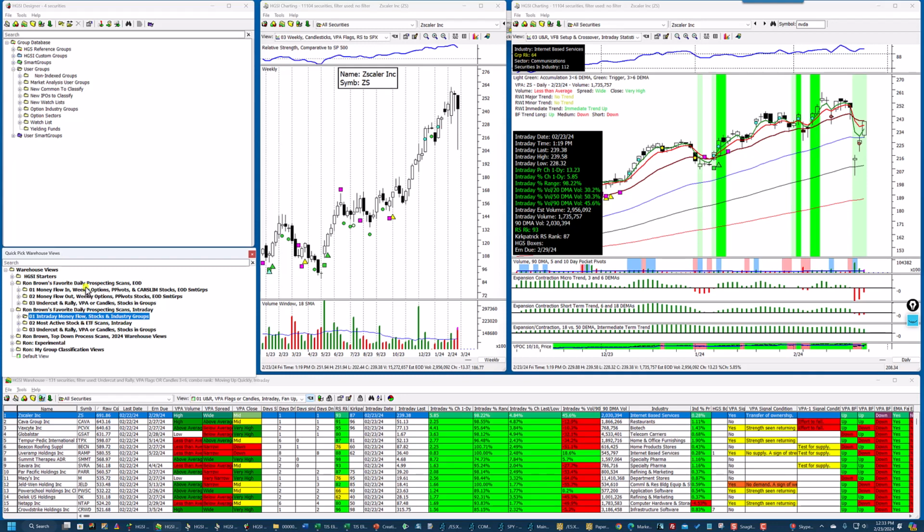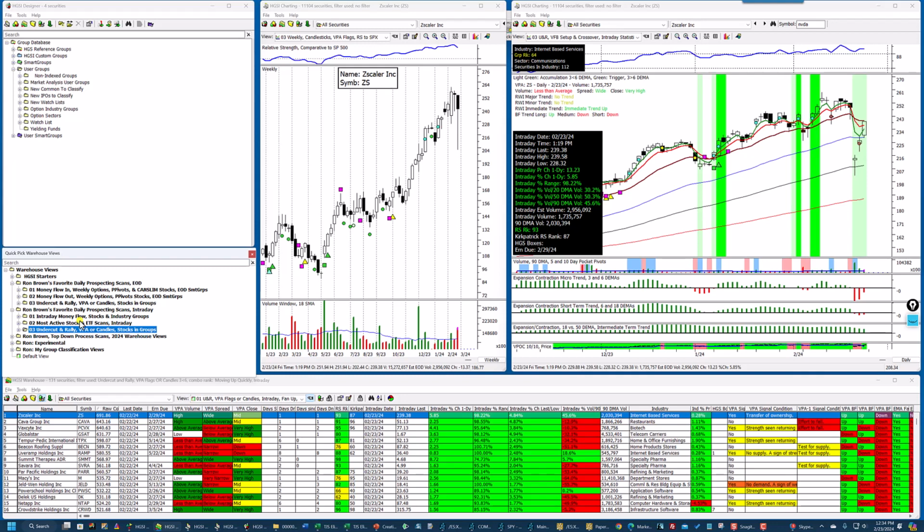So these are the ones I'm starting with, and I hope not to expand this very much because I think pretty much everything we need is right in here. I'm including the undercut and rally because I think these are some of the best scans for entering into low-risk trades.